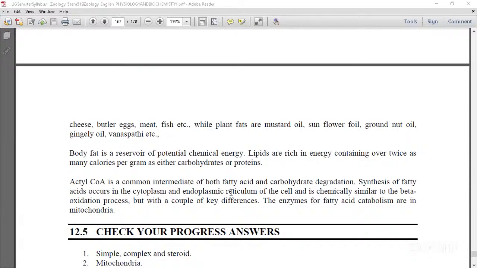Acetyl-CoA is the common intermediate of both fatty acid and carbohydrate degradation. Synthesis of fatty acids occurs in the cytoplasm and endoplasmic reticulum of the cell, and is chemically similar to the beta oxidation process, but with a couple of key differences. The enzymes for fatty acid catabolism are in the mitochondria. This is about the entire lipids.